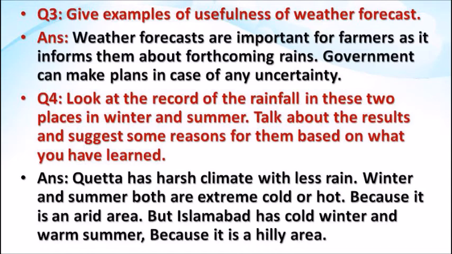Question number 4: Look at the record of rainfall in these two places in winter and summer. Talk about the results and suggest some reasons for them based on what you have learned. Answer: Quetta has a harsh climate with less rainfall. Winter and summer both are extreme, cold or hot, because it is an arid area. But Islamabad has a cold winter and a warm summer because it is a hilly area.